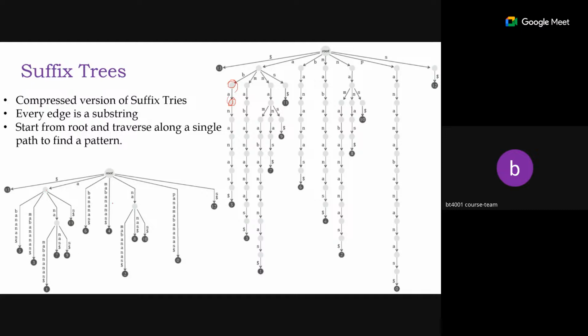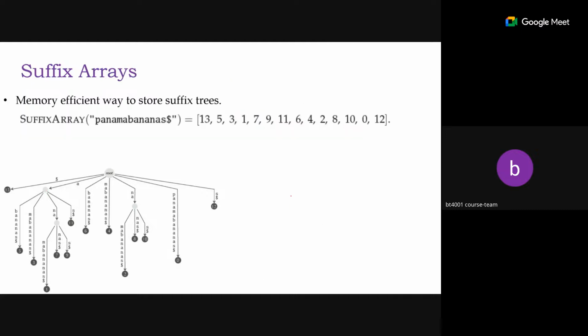So this actually had a smaller space complexity as compared to the suffix tries. Now, a very memory efficient way to store this suffix tree is the suffix array. To construct the suffix array, we find the list of all the suffixes, and then we sort all of these suffixes in alphabetical order. Each of these suffixes is a string itself, right?